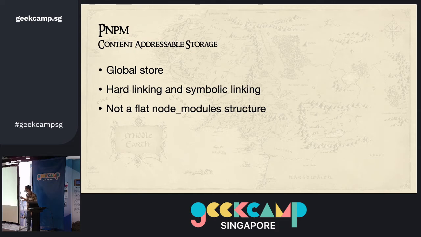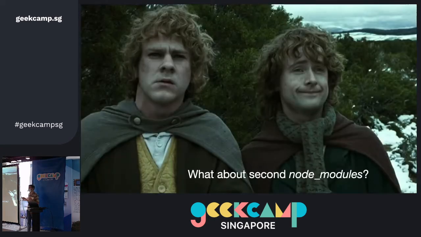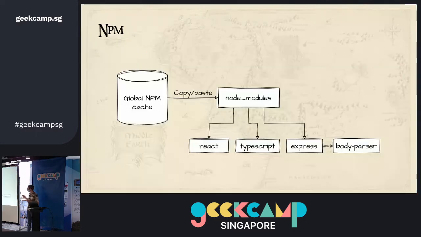So let's have a look at what it means. This is NPM, so every time you want to install something, it will look for the global NPM cache and copy-paste everything into your node_modules. And then you will have all your dependencies in the node_modules. So here I'm using React, TypeScript, and Express. But then Express also has some dependencies, so we need to install them as well. And in that case, what NPM will do is actually copy-paste the dependencies of your dependency. So here Express has a dependency on body-parser, and it will need to pull it in as well.